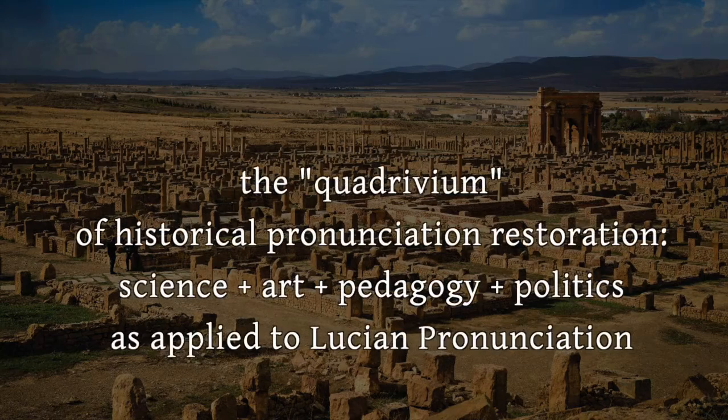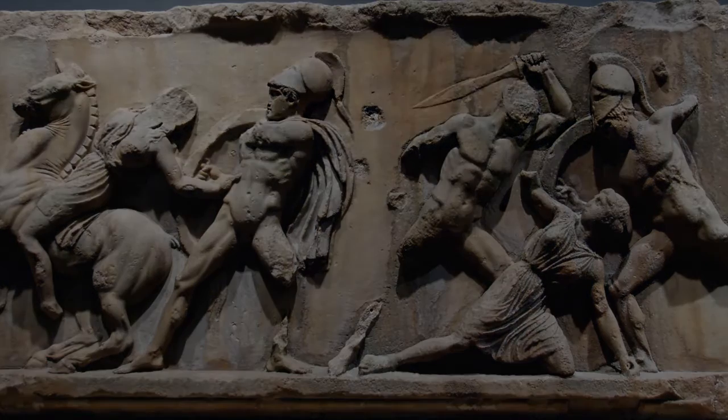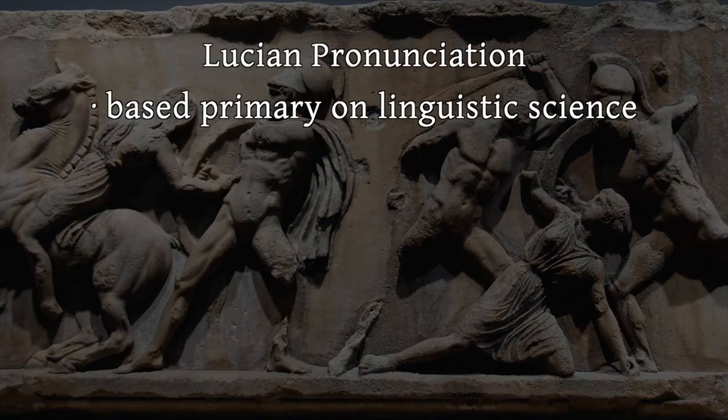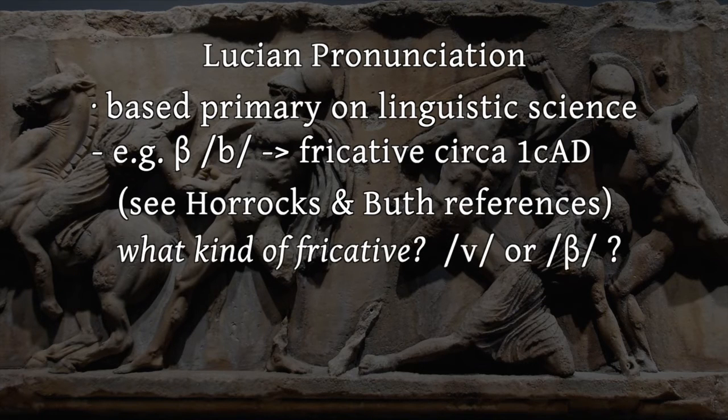This quadrivium, science plus art plus pedagogy plus politics, applies in the following manner to the prescriptions of the Lucian pronunciation of ancient Greek. By far the majority of our prescriptions are based on linguistic and philological science. The evolving fricative nature of β during the 1st century AD, for example, has been well established by Horrocks and Booth, among others. But what kind of fricative? Labiodental or bilabial?